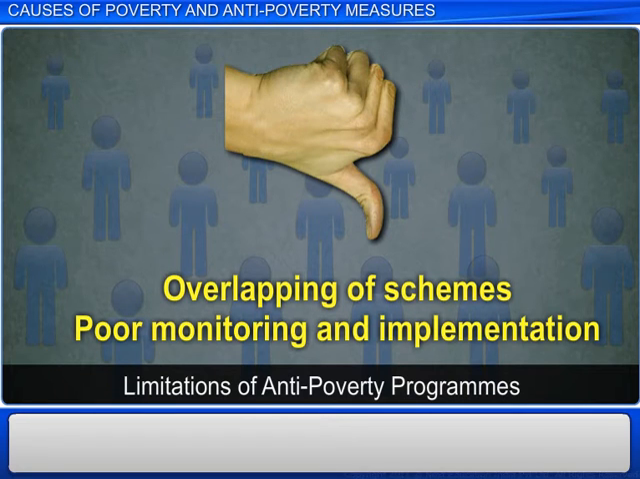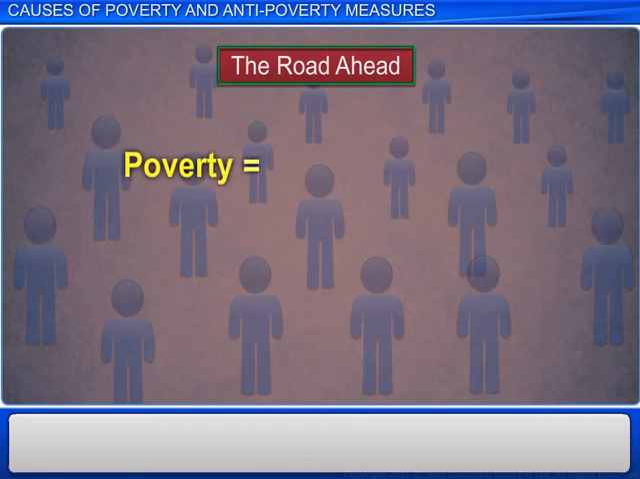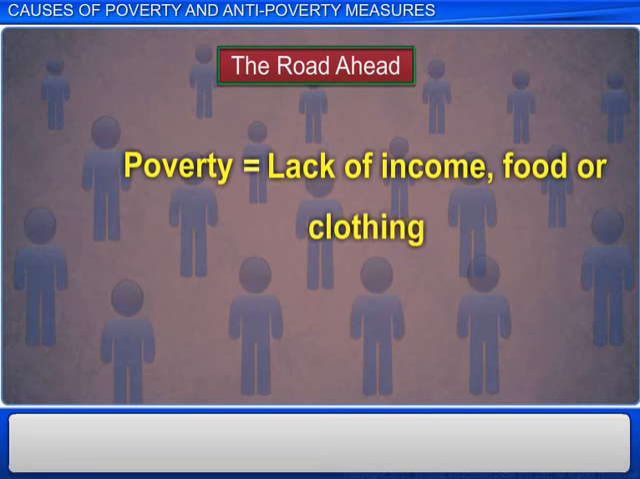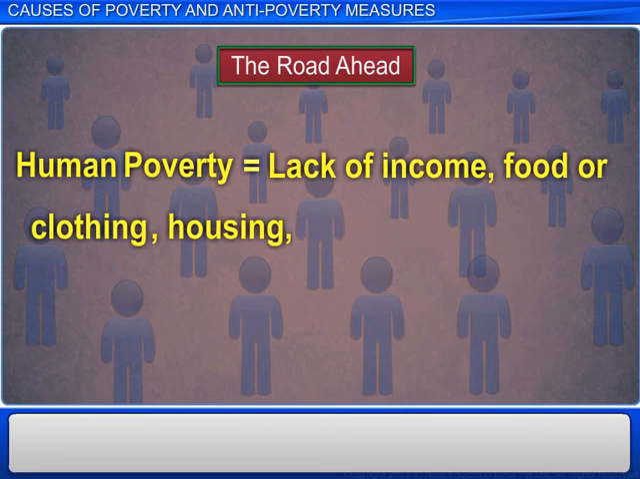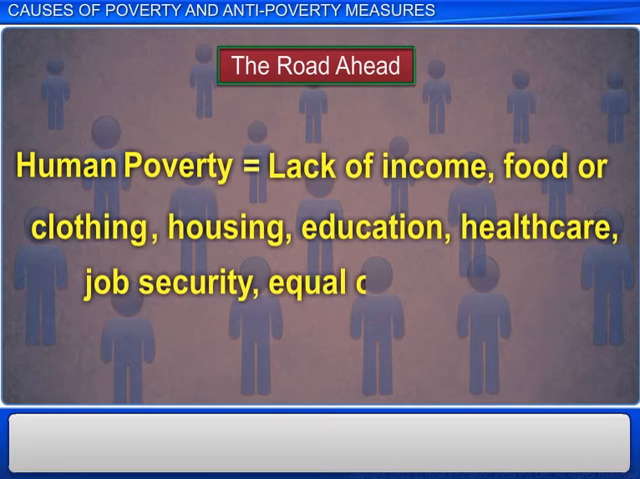The traditional definition associates poverty only with the lack of income, food or clothing. This definition is now changing. Today, social scientists talk of human poverty that extends beyond the traditional definition of poverty to include lack of housing, education, healthcare, job security, and lack of equal opportunities or dignity due to discrimination based on caste, color, or gender.